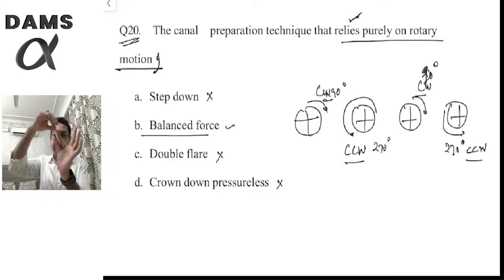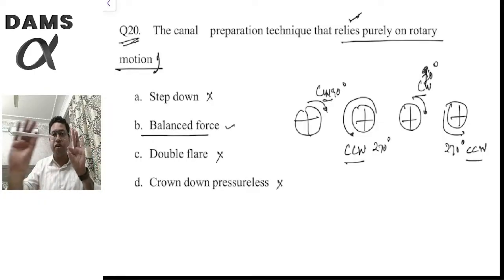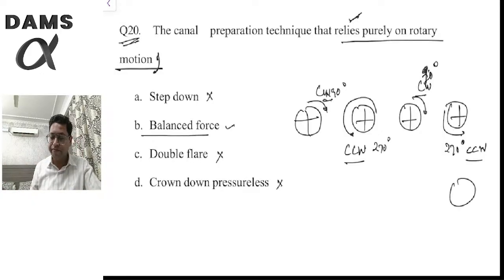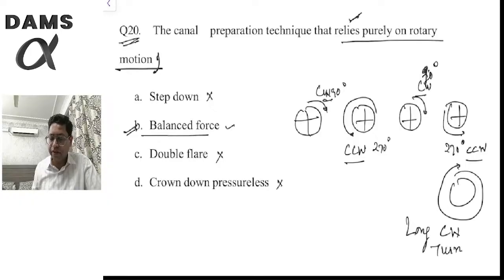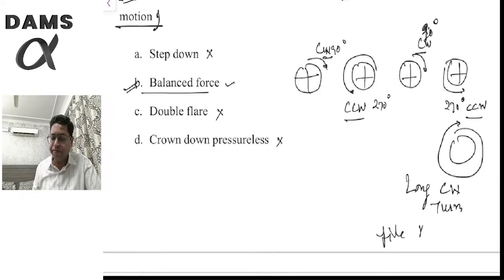And finally, when we have reached the apical 1/3 of the root canal, we would remove the file not by pulling out, but by a long clockwise turn. By a long clockwise turn, the file is removed. So only purely rotary motions are used in balanced force technique. This long clockwise turn is used for file retrieval. Okay, balanced force technique.